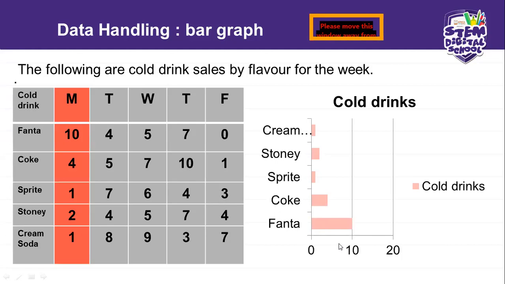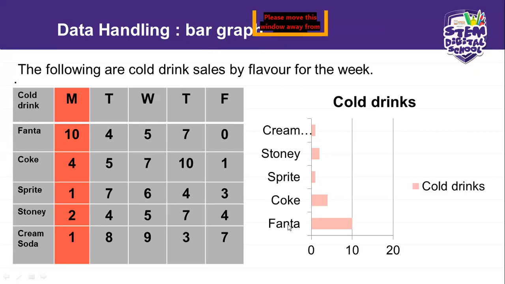All right. So here, let's see. On the vertical side there, we've got our different cool drinks. There is our cool drinks. We've got Fanta there, we've got Coke, we've got Sprite, we've got Stoney, and we've got cream soda. It was too long for it to show there.